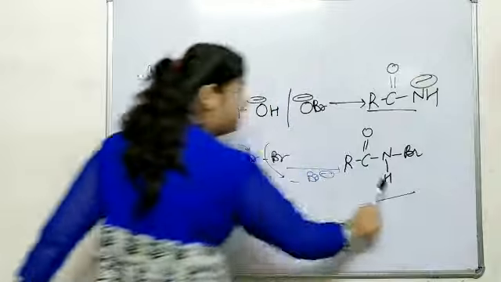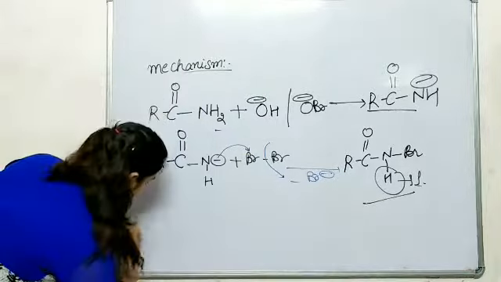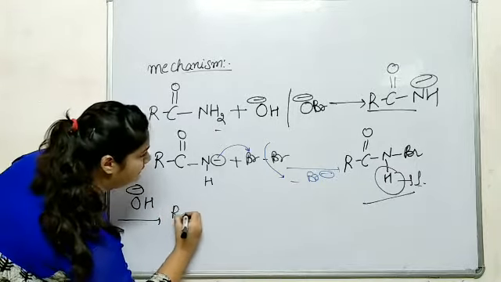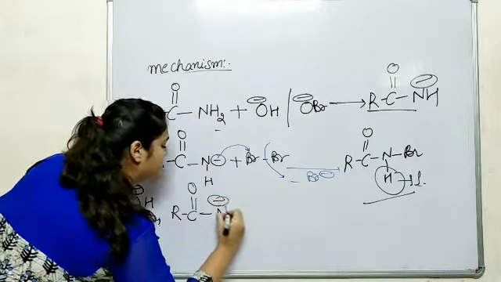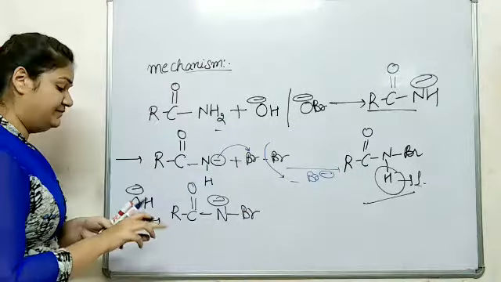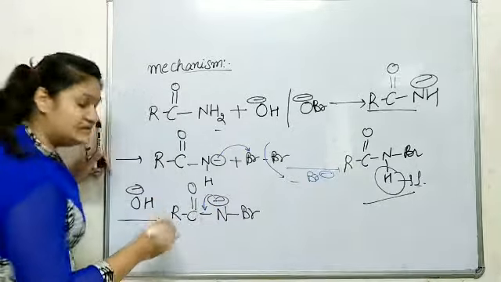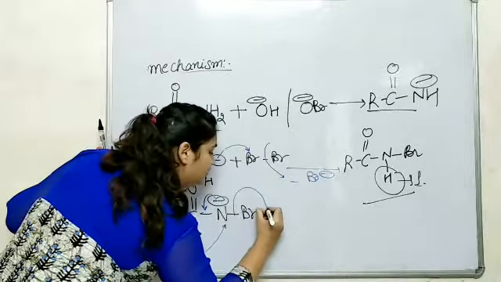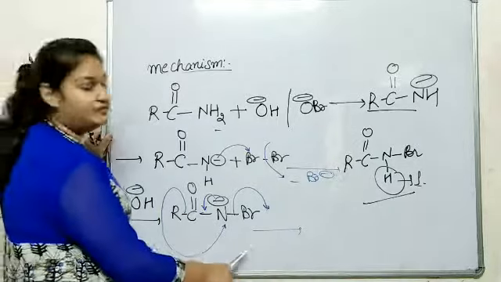Now again base will react with this species because it also has one more hydrogen here, that can be removed or extracted by the base, and we get OH negative here, R C double bond O and N negative Br. Now what will happen? When this negative charge comes here, this R group will migrate to the nitrogen side and Br will be removed, and this is also the rate determining step of the reaction, that is, the removal of the bromine group is the rate determining step.